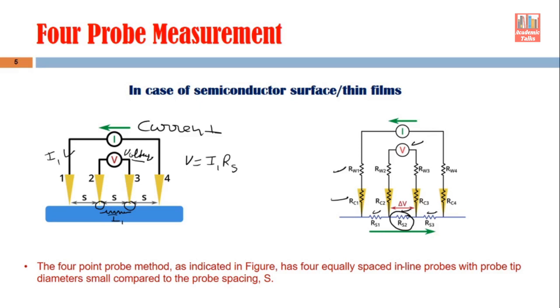So the 4 probe method, as indicated in the figure, has 4 equally spaced inline probes with probe tip diameter small as compared to probe spacing S. Remember, the tips should be very small as compared to the spacing between the probes, and here you can see this arrangement. The equally spaced probes mean the gap between first and second probe, second and third probe, and third and fourth probe are the same, S, and they are in a single line, right? That's why they are sometimes known as collinear probes.